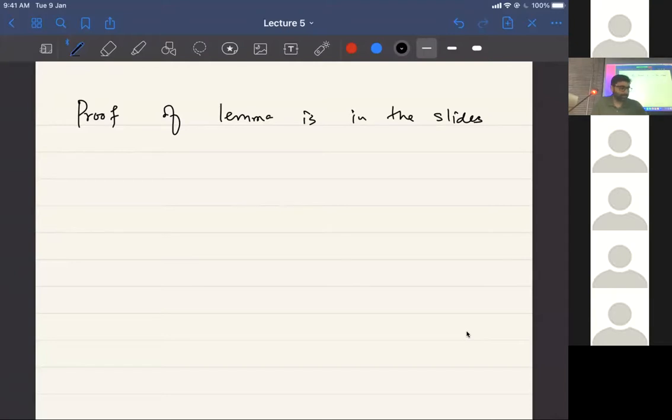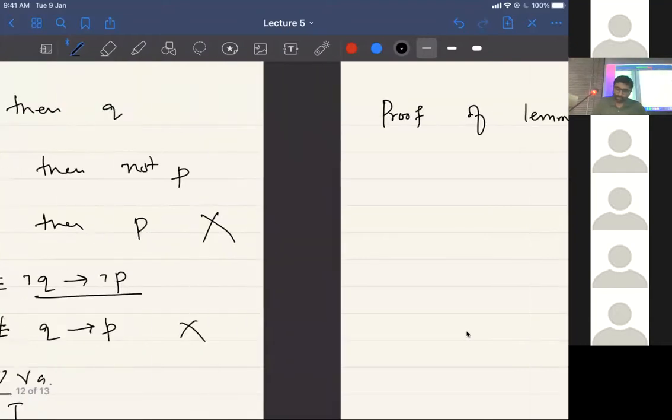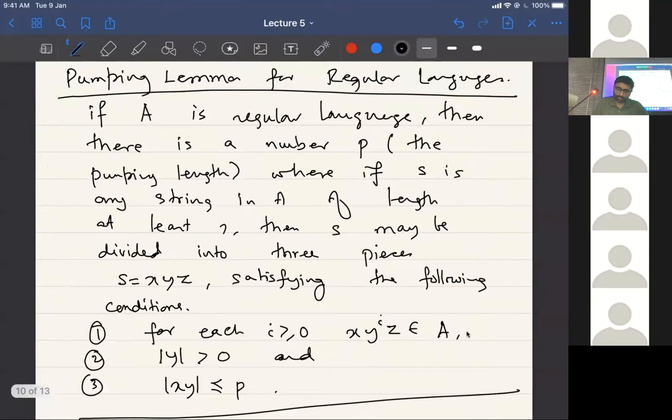Yes, sir. I wanted to ask, could you kindly explain the third condition for the pumping lemma before we move on? Sure. So let us try to understand the theorem one more time. This is a lemma, not a theorem. So this lemma says that if A is a regular language, suppose A is an infinite regular language.